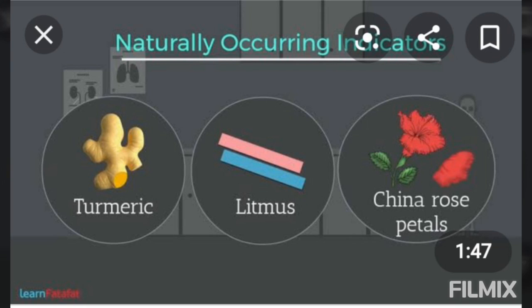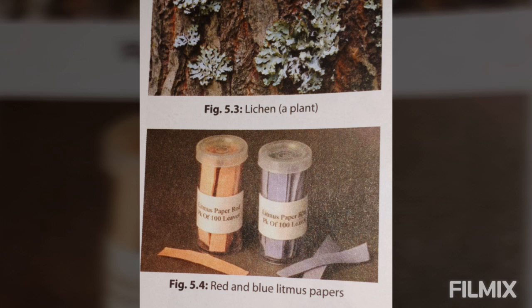The first indicator is litmus. It is the most commonly used indicator and it is obtained from the lichen plant, a type of plant. In distilled water, we know that distilled water is neither acidic nor basic, so litmus is purple in color, but on adding an acidic solution, it turns red, while on adding a basic solution, it turns blue.